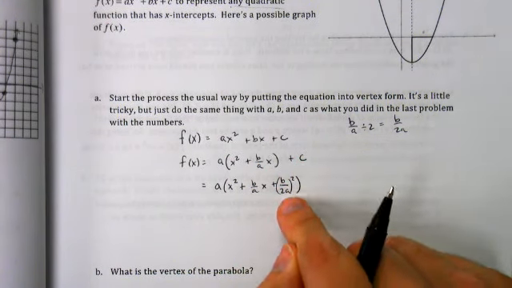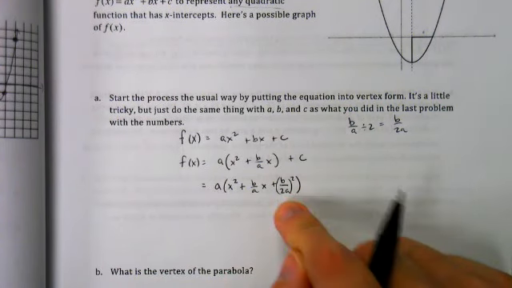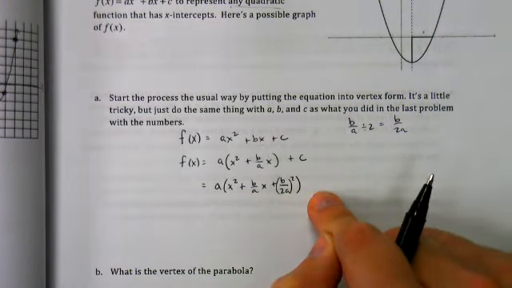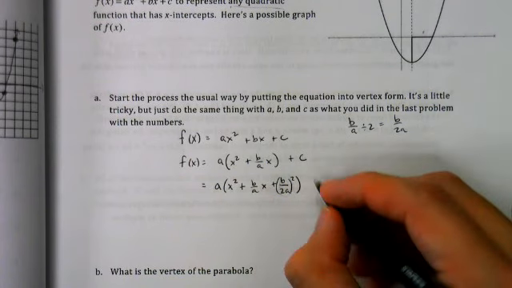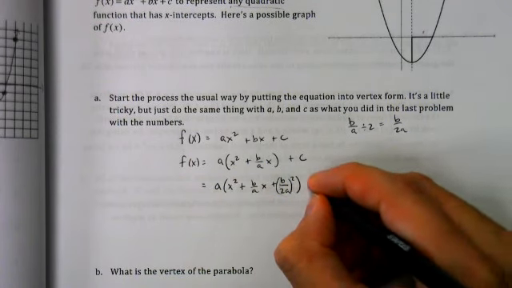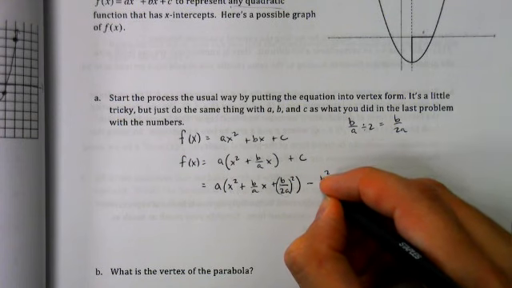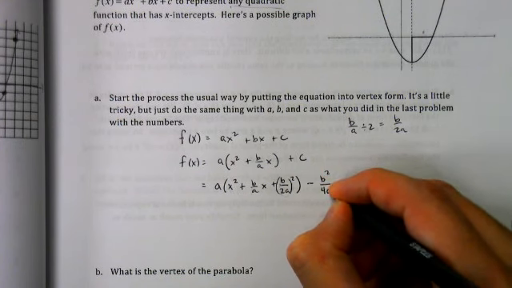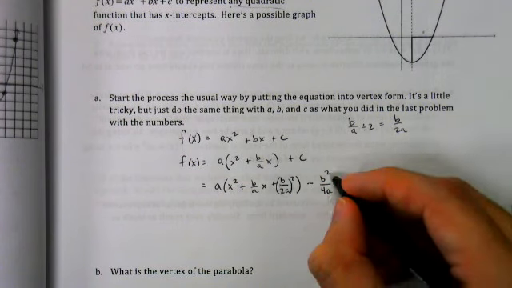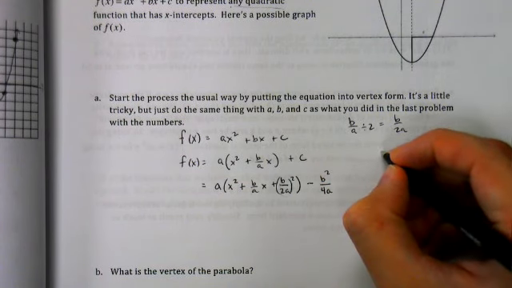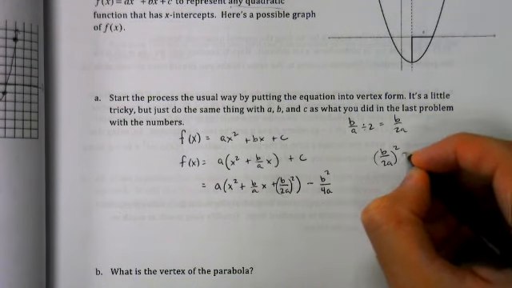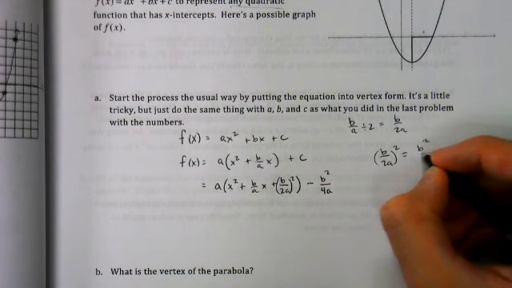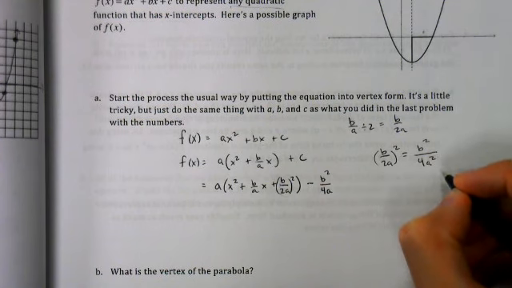Now, since we added that, we also have to subtract it outside. And when we subtract it, we need to make sure that we multiply this times this. So when we do that, we're going to subtract b squared over 4a. And the reason why we subtract b squared over 4a is because b over 2a squared is, using exponent rules, the same as b squared over 4a squared.